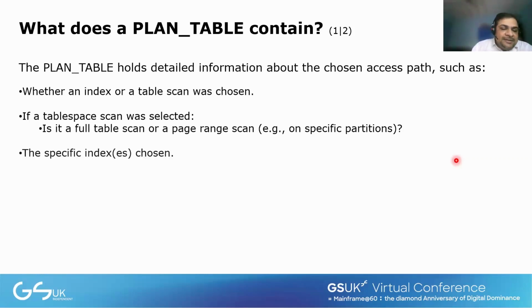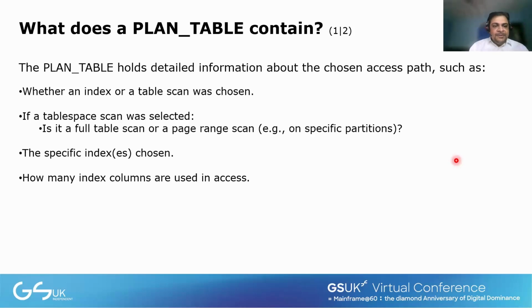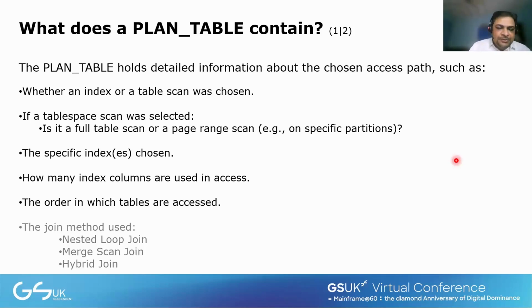Specific indexes: which indexes were chosen, or were none chosen at all? How many indexes and index columns were chosen in the access path, and in which order? What join method was used? Join is one of the functions you can use to combine multiple tables to write a complex query. As the query becomes complex, the access path also becomes more complex, so it becomes pretty hard to analyze and then tweak it.